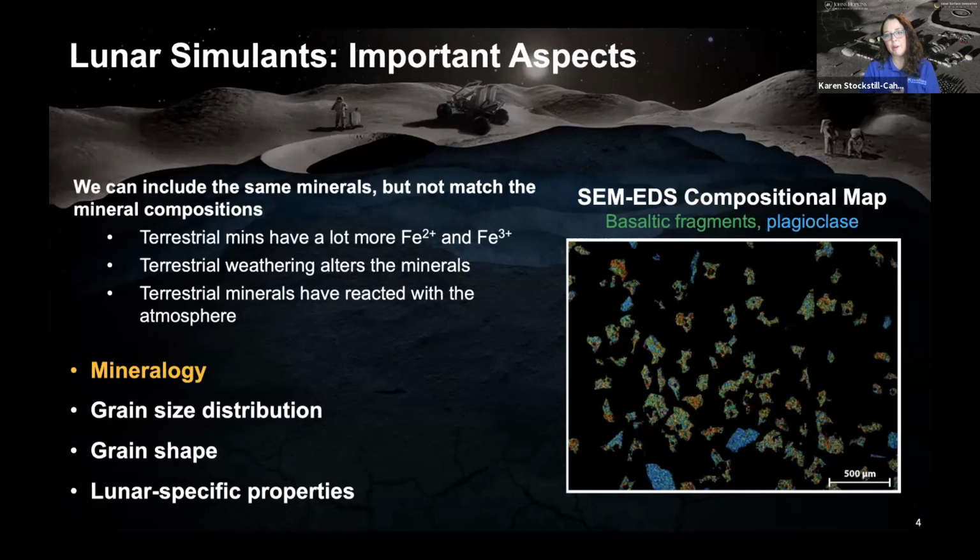I have a nice SEM compositional map here on the right that shows basaltic fragments in the green hues and plagioclase in the blues. And so we can try to match that mineralogy, but we're never going to match the composition perfectly, just because terrestrial minerals have formed under oxidizing conditions relative to the moon. So it has a lot more Fe2+ and a lot more Fe3+.